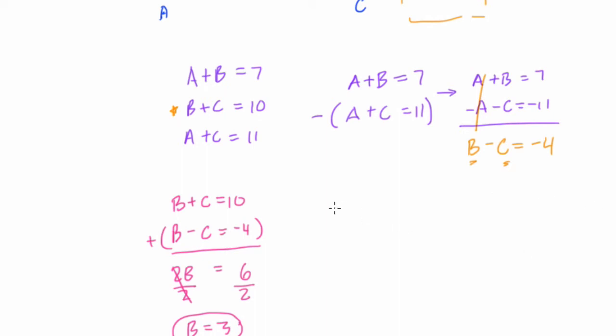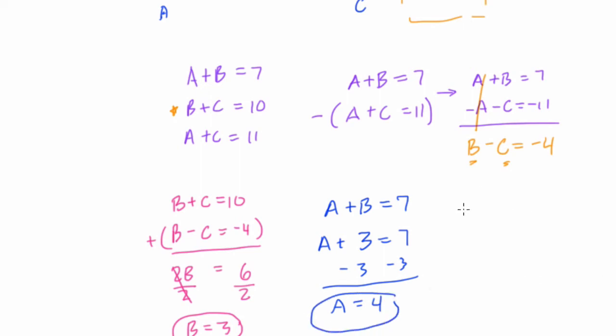We're told in the beginning A plus B equals 7. And I know we could just see this almost, but just plug the value in. B is 3, so A plus 3 is 7. Solve for A. Subtract 3 on both sides, and A equals 4. And lastly, we have C, so let's solve that one last. We have A plus C equals 11. A is 4, so 4 plus C equals 11. Subtract 4 from both sides, and C equals 7.